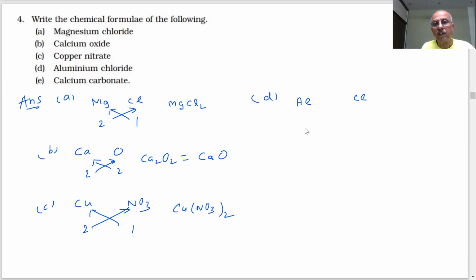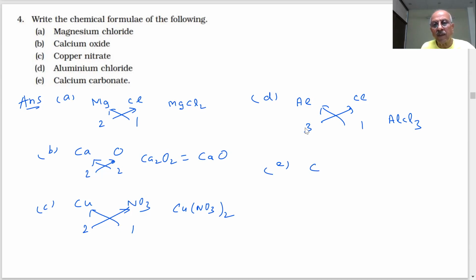Three. Valency of aluminum is 3. What is the valency of Cl? 1. Then what is the formula? AlCl3. All right.